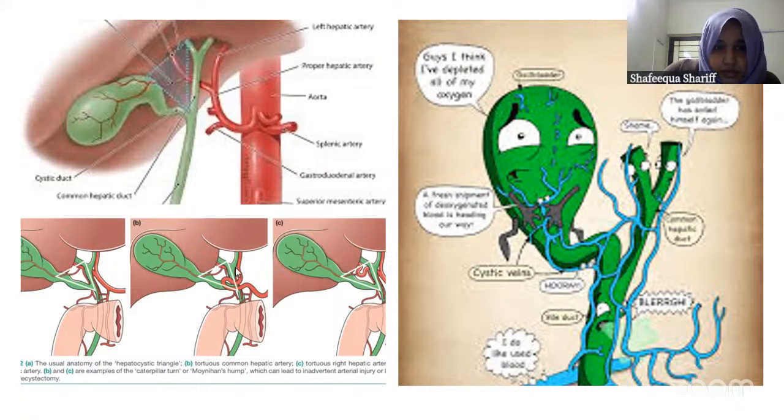In some instances, in this Calot's triangle, you can see that there is a tortuous vessel that you can notice. This tortuous hump of the hepatic artery is known as Moynihan's hump. So when we are dissecting during laparoscopic cholecystectomy, if you are not aware of this anomaly, there may be a lot of bleeding that we have to endure.